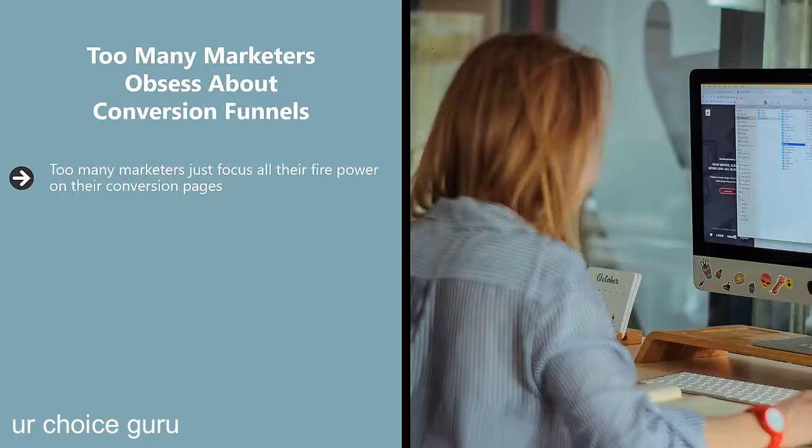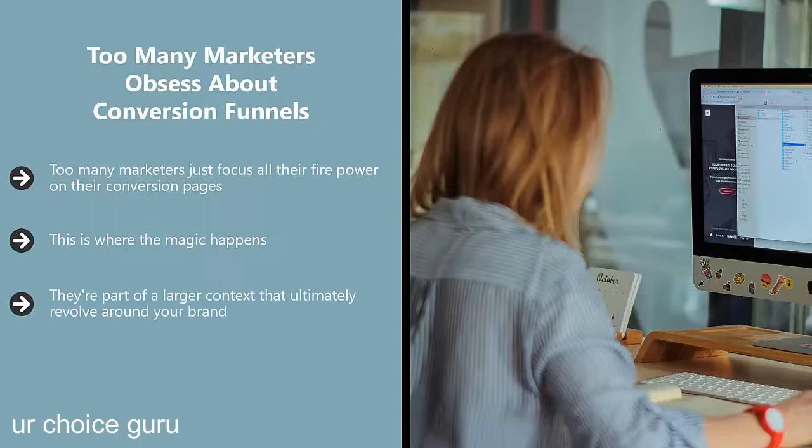I really can't say I blame them because these are your bread and butter pages. These pages determine whether you're going to make $1,000 a month, $100 a month, or $100,000 a month. This is where the magic happens. I understand that. But the problem is these pages don't exist in a vacuum. They're part of a larger context that ultimately revolve around your brand. And if you're so short-sighted that you can only see bits and pieces of the overall picture, then you only have yourself to blame if you're not making as much money as you would have hoped.